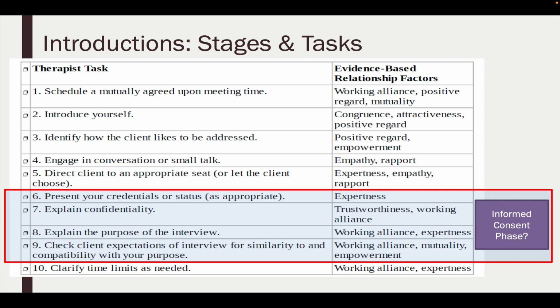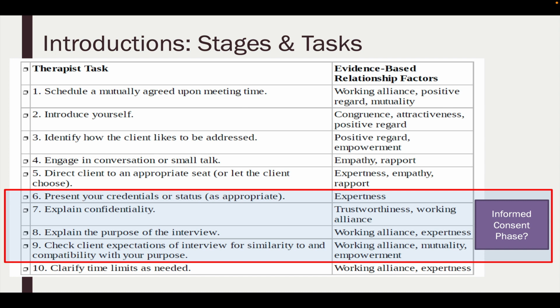So some of the things that will take place during this stage is scheduling a mutually agreed upon meeting time, introducing yourself, being congruent, and having a positive regard, identifying how the client can be addressed. So again, this may be through pronouns, what pronouns they use, or maybe they go by a nickname or a middle name, how do they want to be referred to? This could be a good time to engage in small talk, maybe the weather, how was the drive here, just establishing rapport and empathy. And then direct client to appropriate seat, or let the client choose which seat they're going to be sitting in.